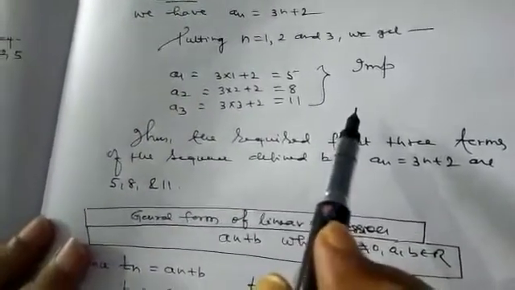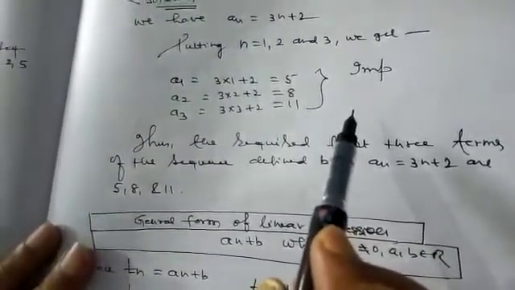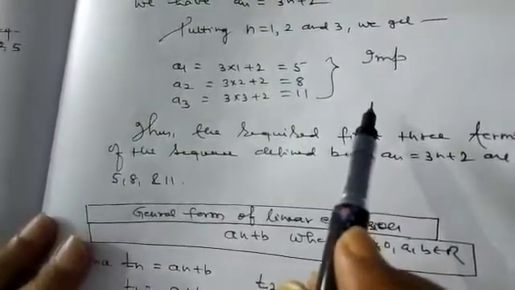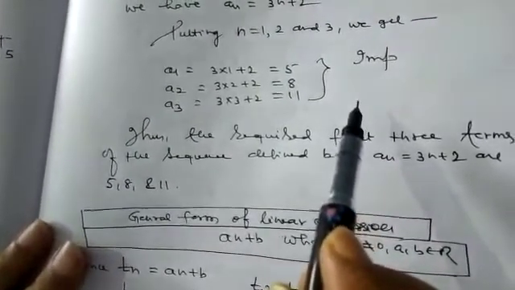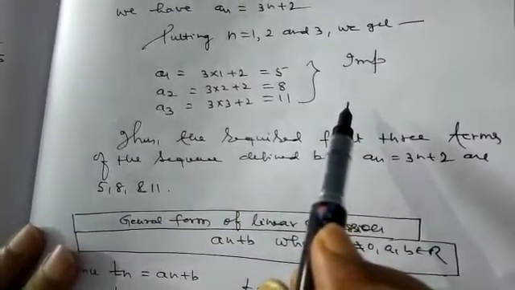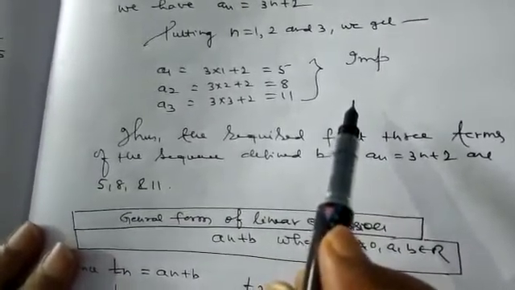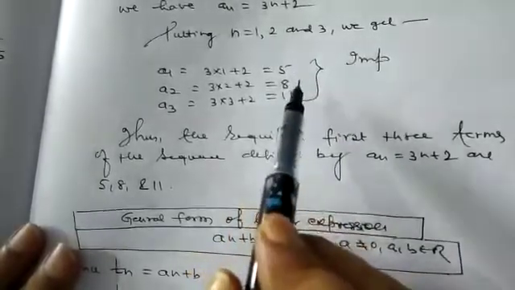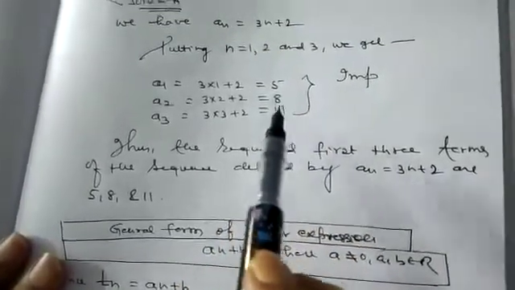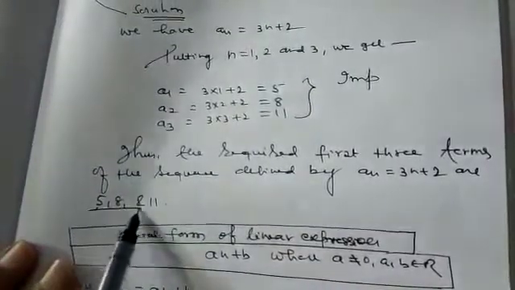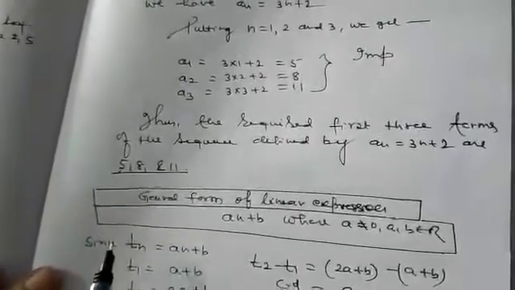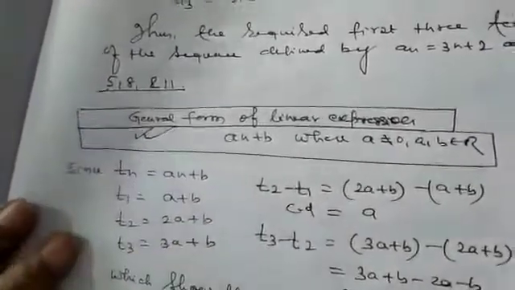Listen again. If Tn is a linear expression in one variable, then the terms will be in AP. Keep in your mind: 5, 8, 11. Obviously, these are in AP. So we have discussed that this problem may be asked in this form in the examination.